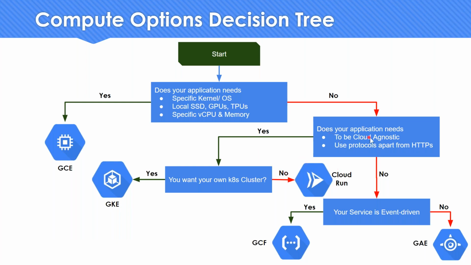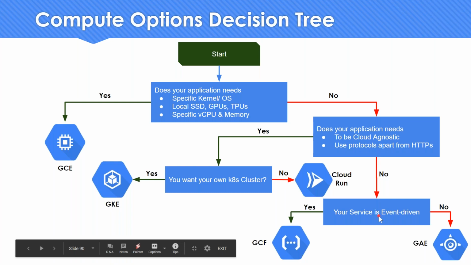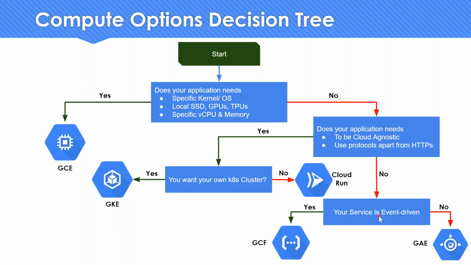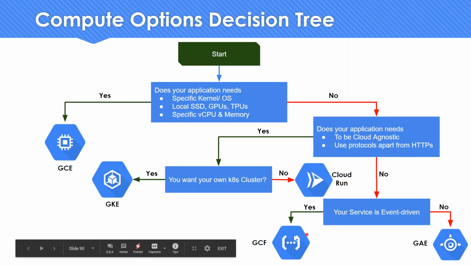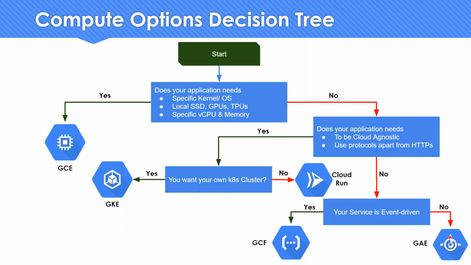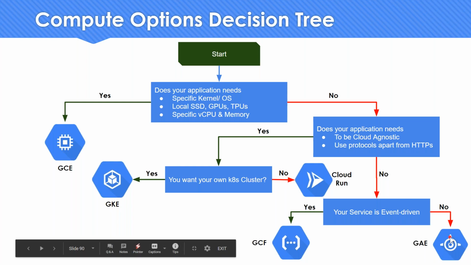If you go back to the flowchart and say no, it's not cloud agnostic, it has to be web focused, then the opposite of cloud agnostic is cloud native. So if you're going with cloud native, you have two options. Is this service event driven or not event driven? If it is event driven, go with Cloud Functions. If it is not, and you have a native solution which is going to be web focused, that is GAE. So all the 5 compute options we figured.